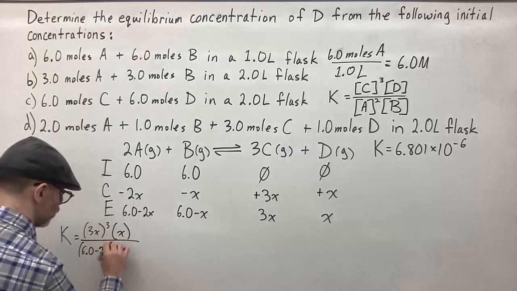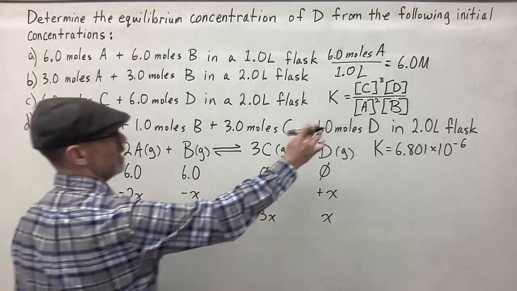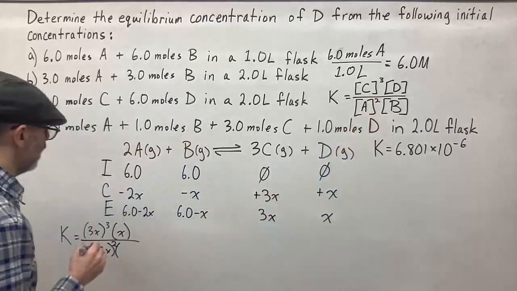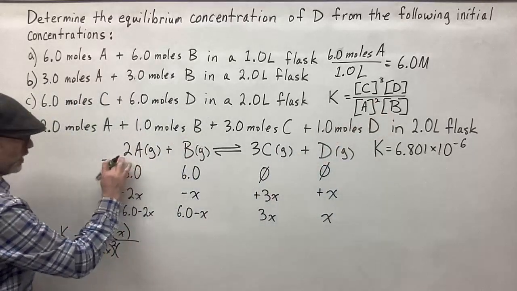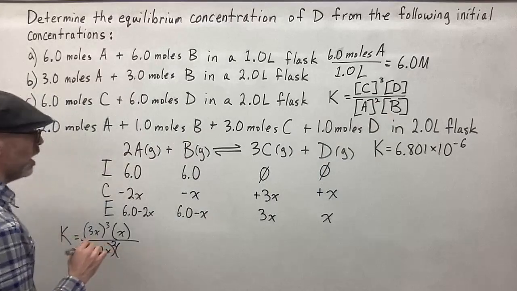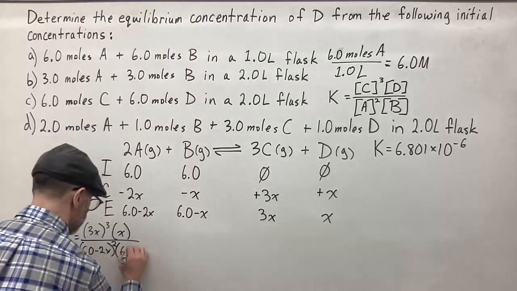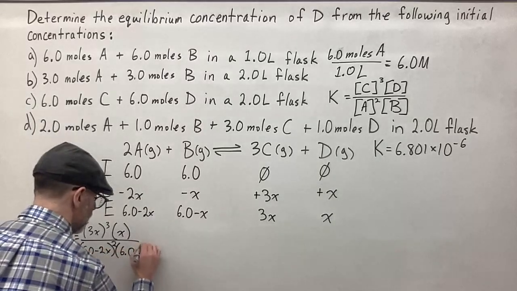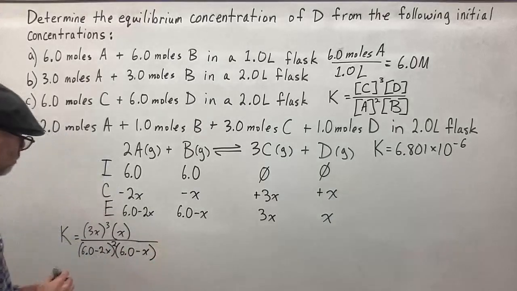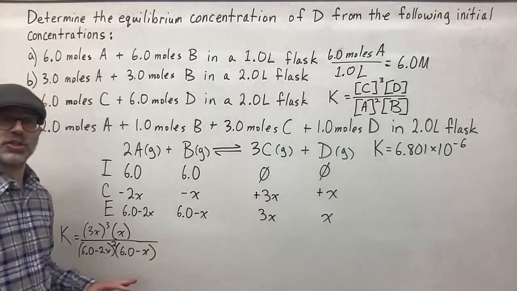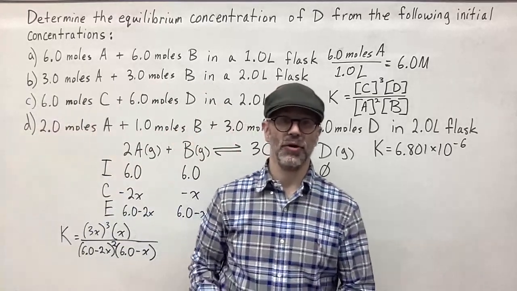Oh, I forgot, this is squared because that's squared there. And that's because of the coefficient in front of A. And then B is just 6.0 minus x. And so now all we need to do is solve this for x.